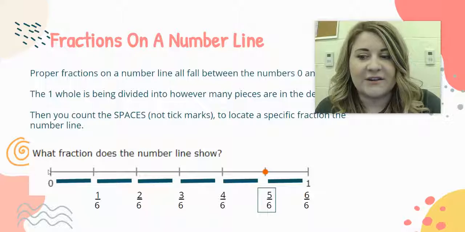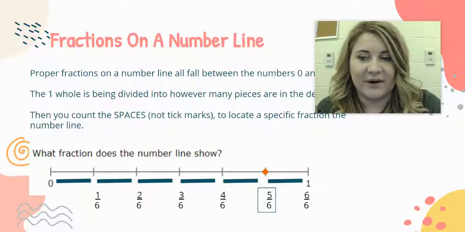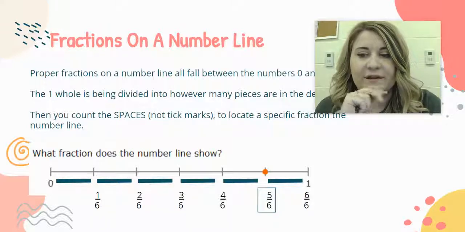Because if you start counting your tick marks here at 0, it's going to go 1, 2, 3, 4, 5, 6. And that's not correct because we're not counting 0 as a tick mark. That's why I say count the spaces in between. So here we have space 1, 2, 3, 4, 5. And 5 is our numerator here because it has 5 spaces colored in.